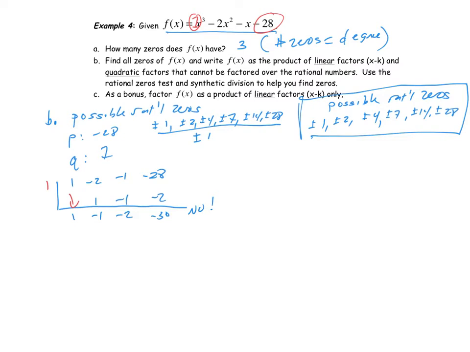So we'll try another one. Let's try 2. Let's see if it works. So 1, negative 2, negative 1, negative 28, putting the coefficients in. Bring down the 1.